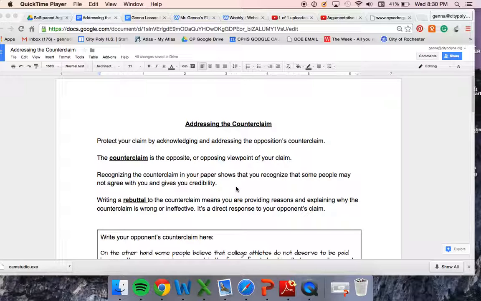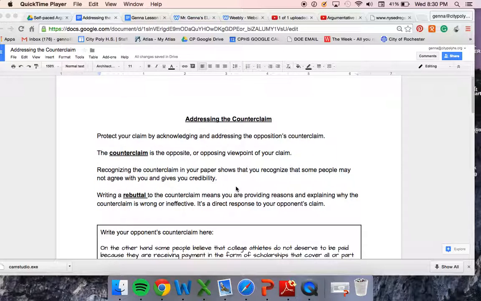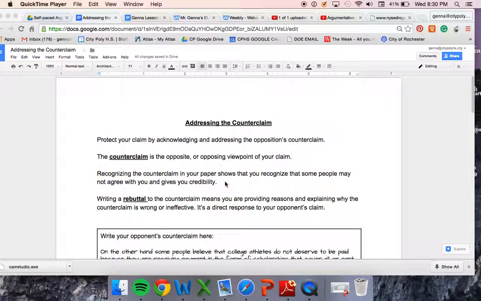Writing a rebuttal now takes that counterclaim and starts to explain why you think that counterclaim is not logical, why it's not strong enough, why, really, you're explaining why it didn't convince you, right? So you have this sheet here, and I've taken the liberty to go through it and use an example again, following along with that college athlete question: should college athletes be paid?